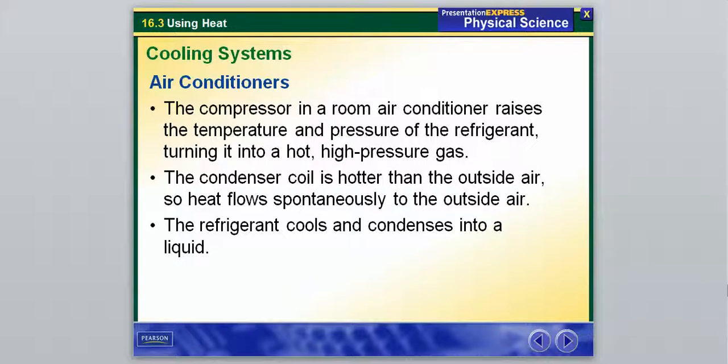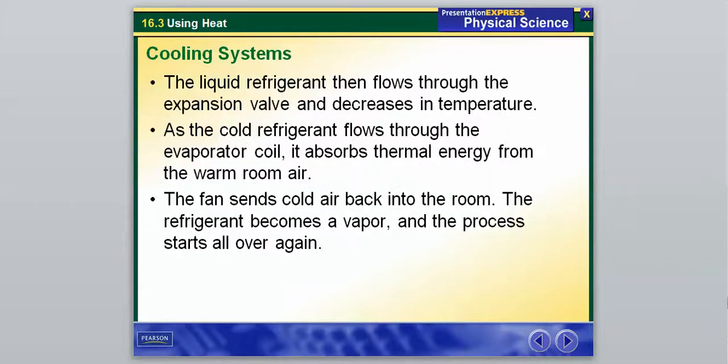The compressor in a room air conditioner raises the temperature and pressure of the refrigerant, turning it into a hot, high-pressure gas. The condenser coil is hotter than the outside air, so heat is going to flow spontaneously to the outside air, and the refrigerant cools and condenses into a liquid. You're going to take a closer look at how air conditioners work in class, so you don't need to worry about jotting all this down yet. The liquid refrigerant then flows through the expansion valve and decreases in temperature. There's a picture of this in your book that will make a little more sense than this.